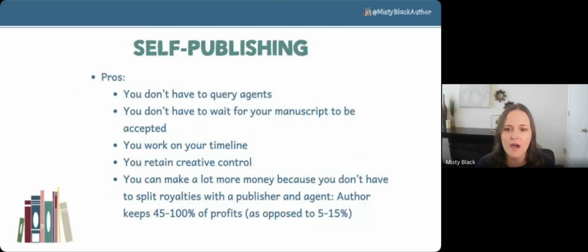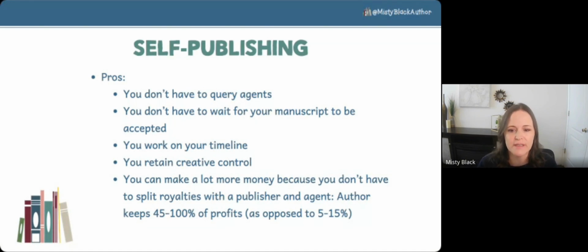The third option is self-publishing. With this option, you don't have to find an agent. You don't have to wait for your manuscript to be accepted by a traditional publisher, which can take years. You work on your timeline. You retain creative control. You get to decide exactly what is in your book, what the illustrations and the cover look like. And there's also the potential for authors to make a lot more money.